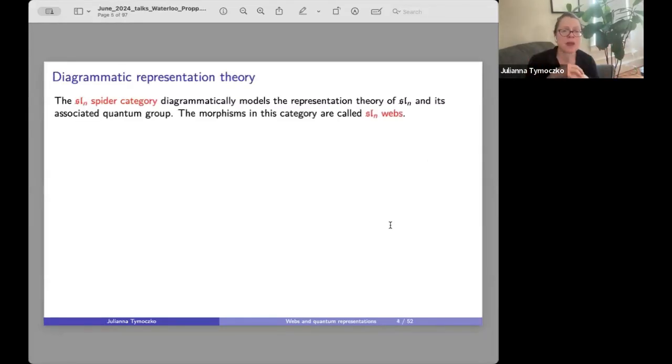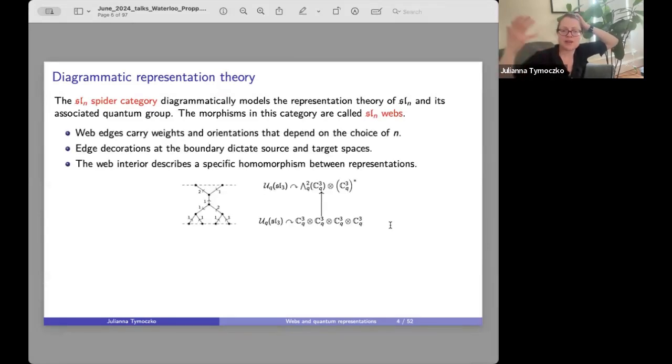More technically, there is a category, the SLN spider category, that takes the representation theory of the associated quantum group to SLN and moves it. So there's a functor that takes one category and represents it with graphs. In this category, the morphisms are called the SLN webs. Here's my schematic picture. You'll see versions of this coming repeatedly during the talk.